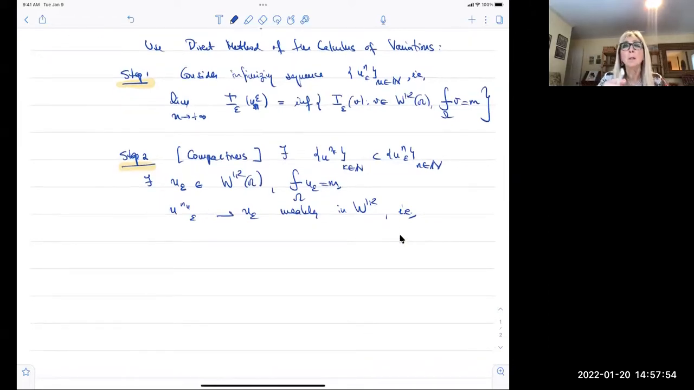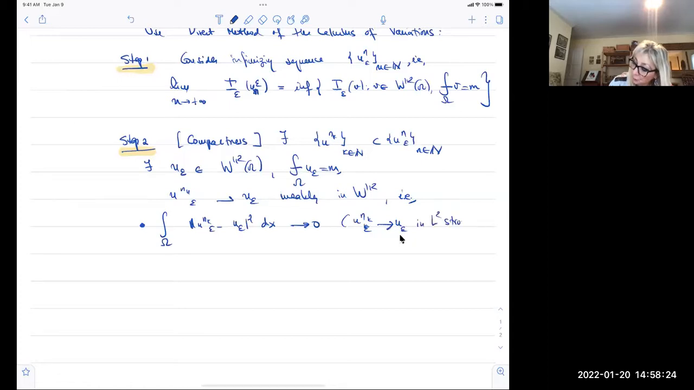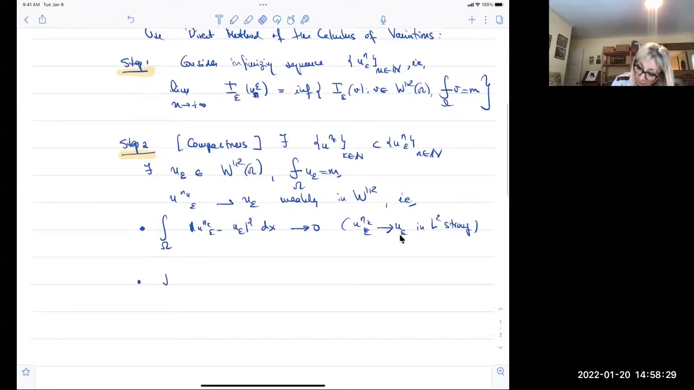And that means, as a consequence, you have two properties. One is the so-called Rellich-Kondrachov theorem, which says that at the L2 level you actually have L2 strong convergence. So u_{n_k} converges to u_epsilon strongly in L2. And at the level of the gradients, you only have weak convergence in L2.